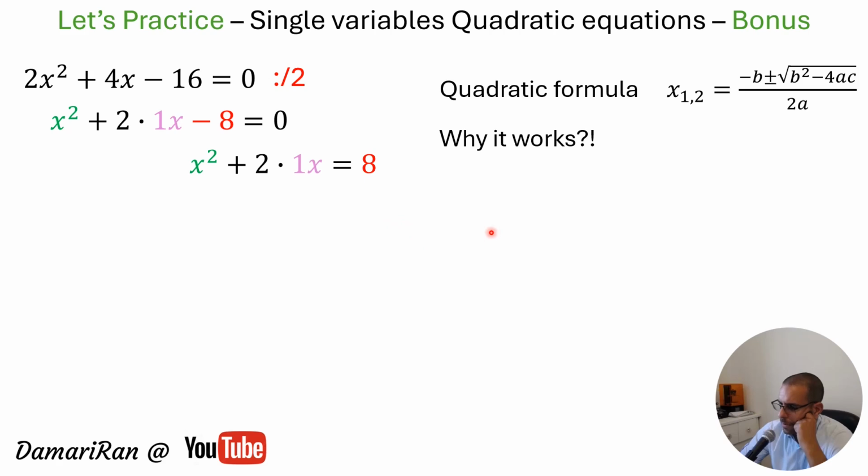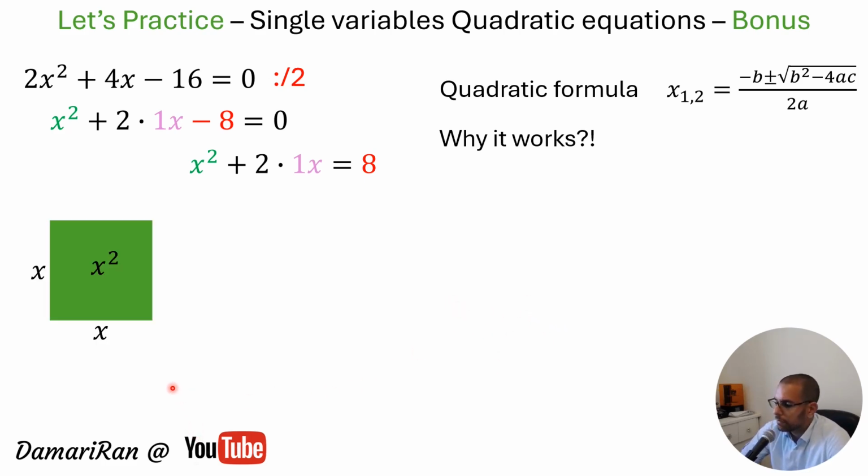Now, let's think about this geometrically. Let's say that each one of these terms is an area. This is an area equal to x squared, this is a double area of 1 times x, and this is an area of 8. Let's represent it geometrically. Here we have an area of x squared, represented by a square of x on x, so x times x equals the area x squared.